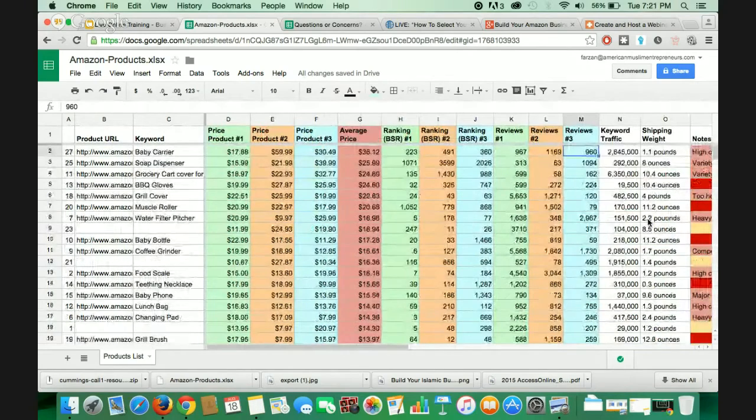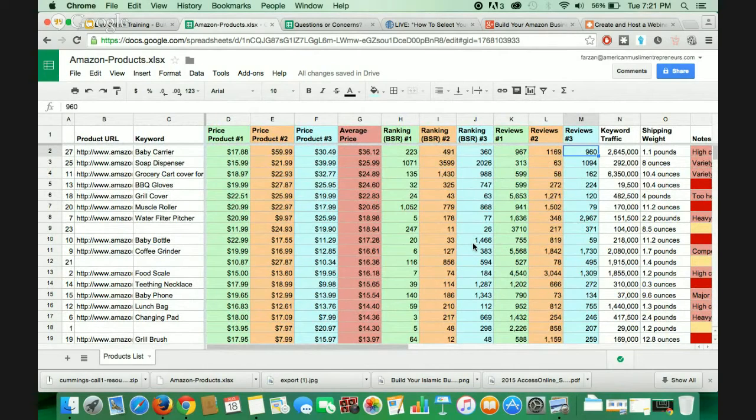Use some of the basic knowledge or criteria that you have to knock out some of them based on one criterion. If the weight's too much, knock it out. If the reviews are too much, knock it out. If the price is not high enough, knock it out. That's a good first step, and then get into some more detail from there.